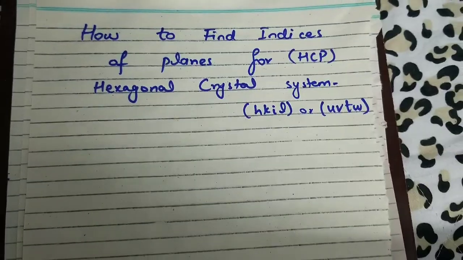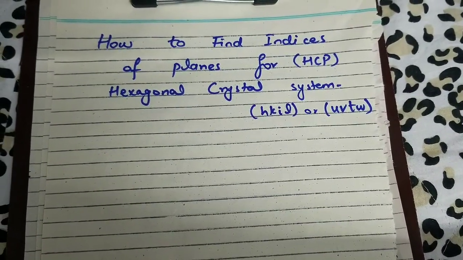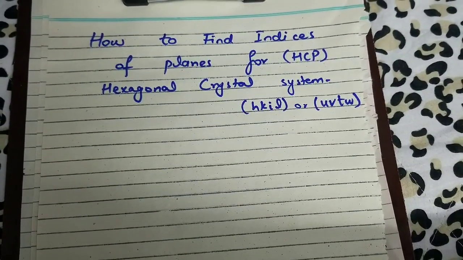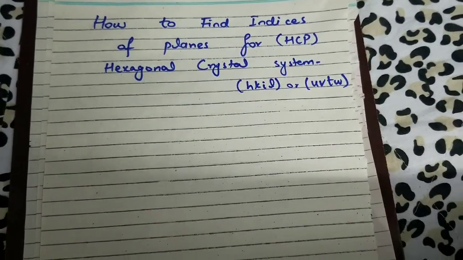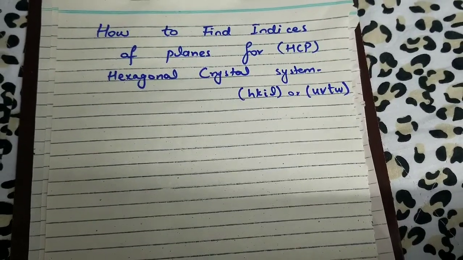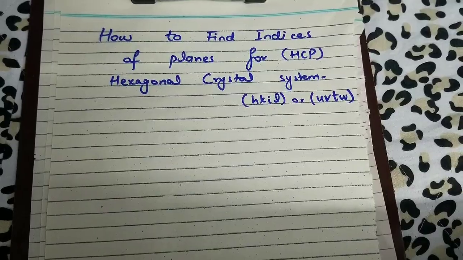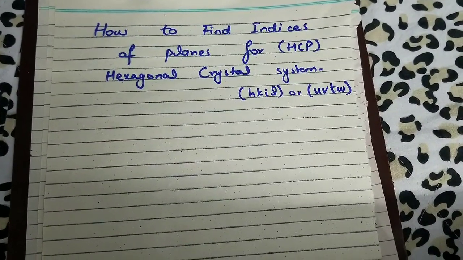So in this video we'll be finding Miller-Bravais indices for planes in HCP, or we can say the indices of planes in a hexagonal system. First of all, we'll see the general steps that we take in order to find the indices. After that we'll have a look at the 4-dimensional coordinate system that is defined for HCP.